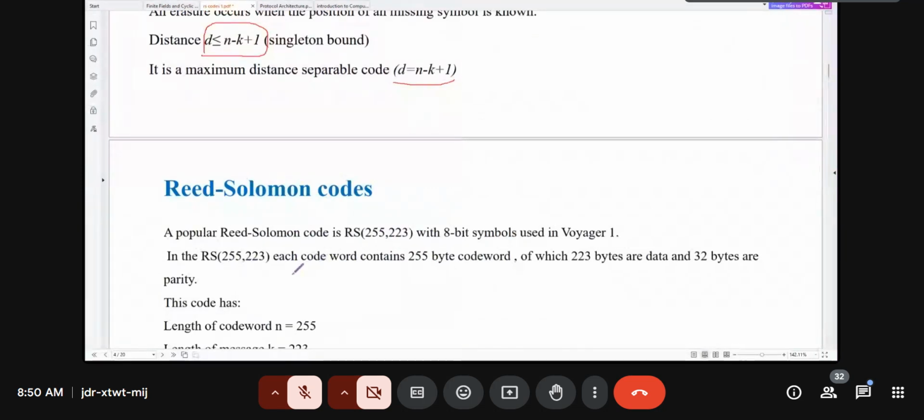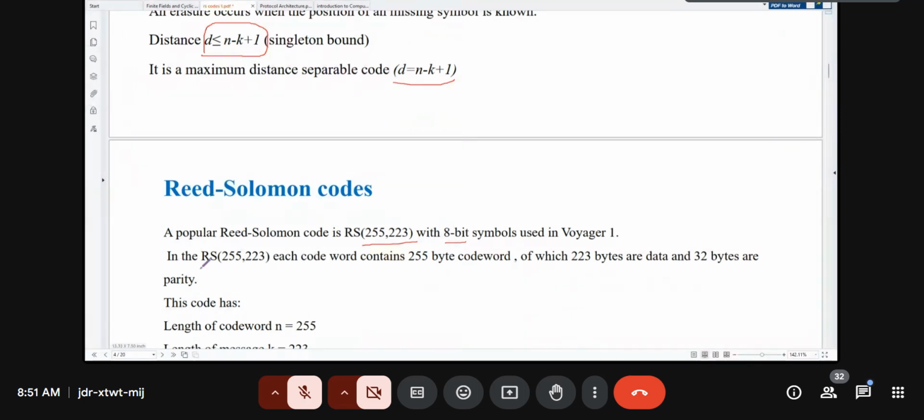So some of the popular Reed-Solomon codes is this one, which was used with 8-bit symbols. We talked about S-bit symbols. S here is equal to 8 in Voyager 1. So of course, N is 255. You have 8-bit symbols. It means you can have 255 different code words. So these were used in Voyager 1.